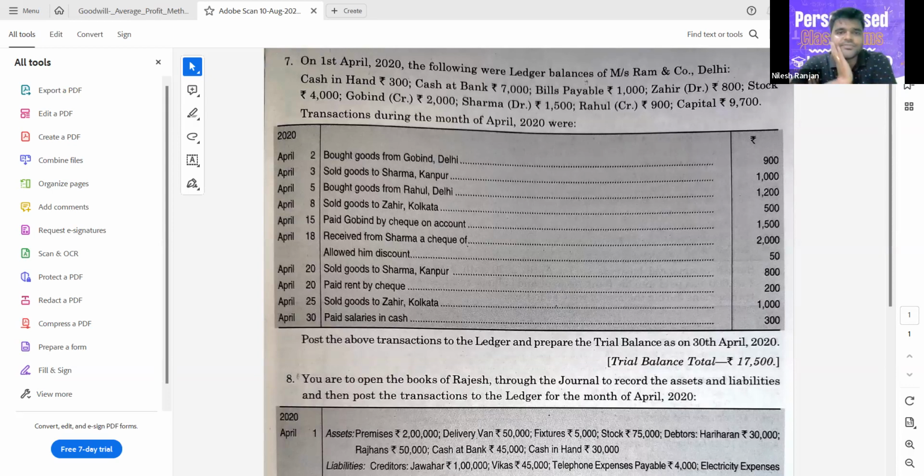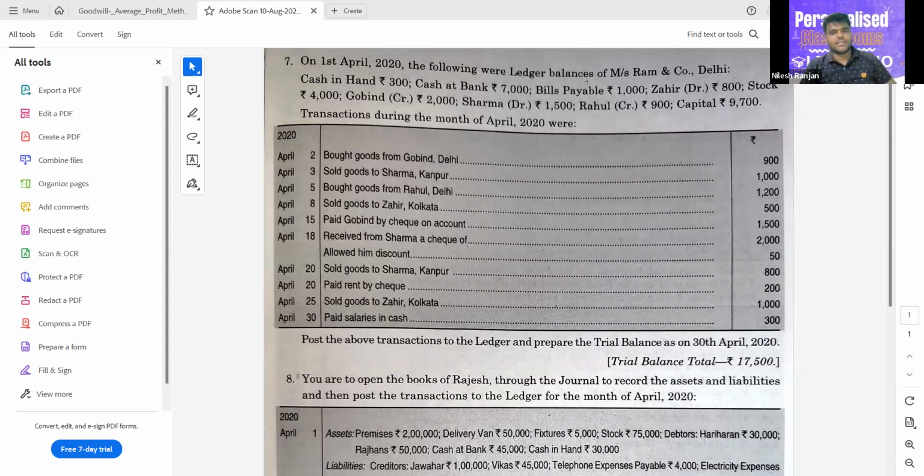Transactions during the month of April 2020. Leave the transactions actually. Just tell me what will be the accounting treatment of the balances given at the start. Accounting equation. Yes. Leave the transaction. You just tell me what will be the accounting treatment in ledger for these items.